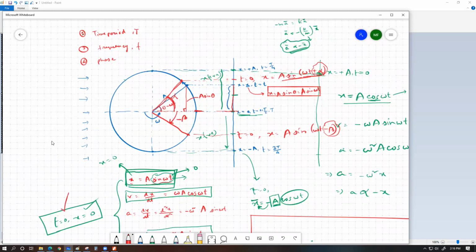If the starting condition is this, that when you start the observation, the particle is located at the equilibrium, then it will be sin omega t.